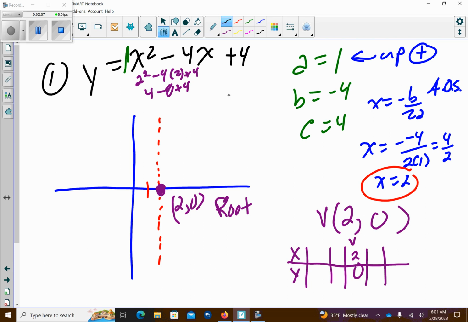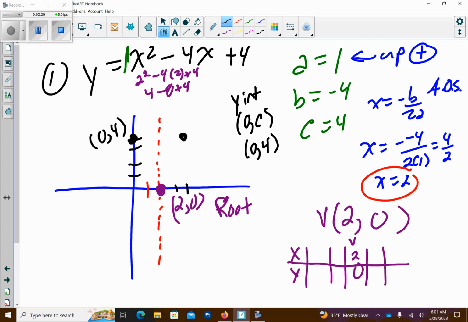So now I'm going to pick a number. Well, let's figure out our y-intercept. So remember, our y-intercept is 0, comma c. So in this case, it's 0, comma 4. So 0, comma 1, 2, 3, 4. There's our y-intercept. Notice I'm 2 away, so I'm going to go 2 away this way, and that's going to take me to 4, comma 4. That's the mirror.